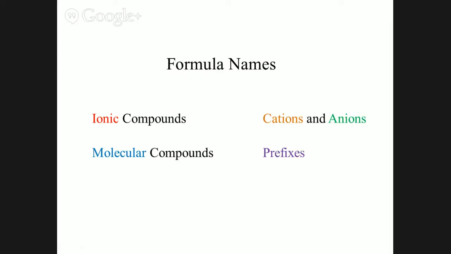Okay, let's go over formula names. Basically, we're going to worry, for the most part, about two types of formulas: ionic compounds and molecular compounds. You've already got a little bit of introduction on the ionic compounds. Basically, that comes down to doing the names of the cation and the names of the anion, and then just putting the two together. We'll also talk a little bit about molecular names, which is totally different, and it's based on prefixes.